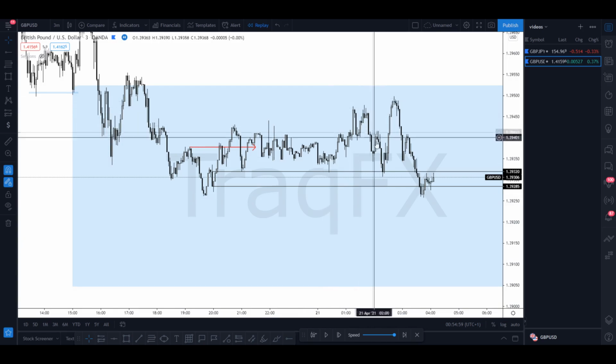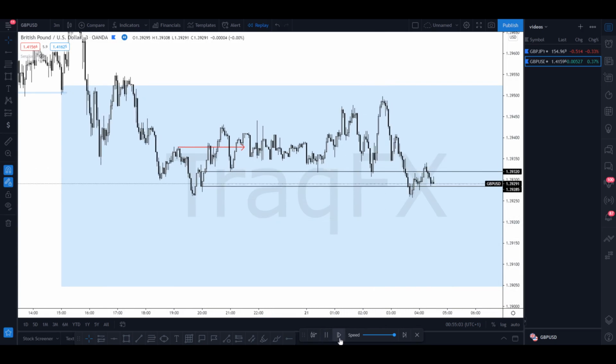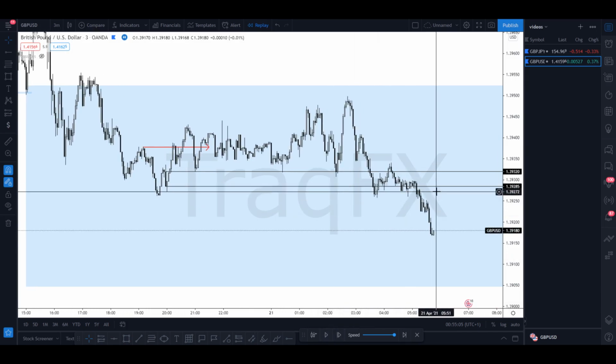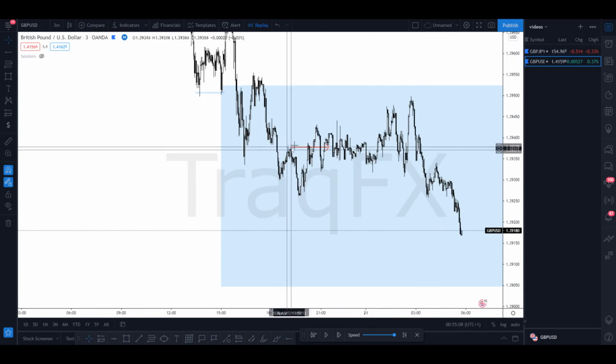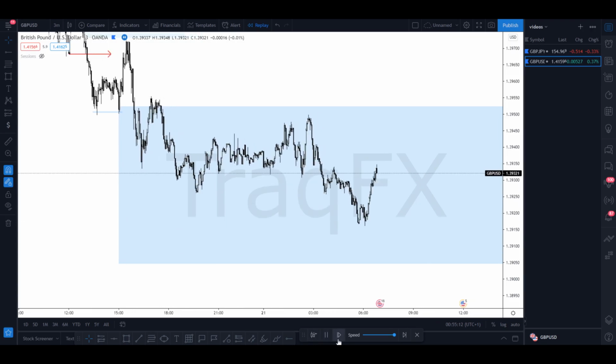Now, we did take that short down, but we did get stopped out at break even because price tapped into our buy limit. Now, let's wait for more confirmation. Price is still pretty bearish, right? It's not moving bullish quite yet. It's still extremely bearish, so let's let the market do its thing.